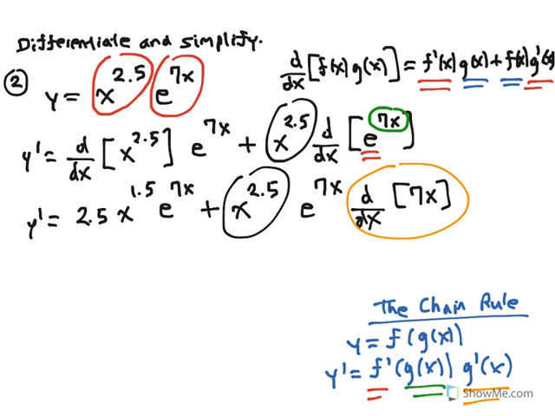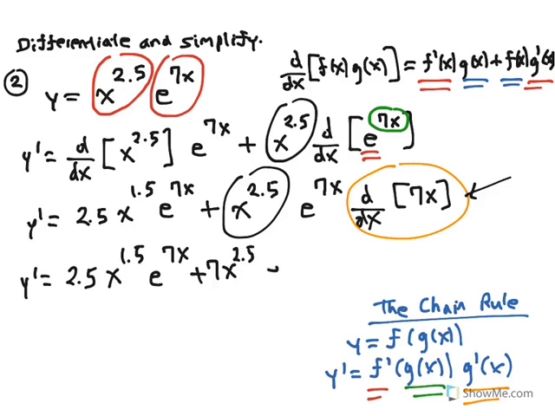So the derivative of the inside function is 7, so we have y prime is equal to 2.5 times x to the 1.5 times e to the 7x plus x to the 2.5. This is a 7 here, so we have 7 times x to the 2.5 times e to the 7x. This is the correct derivative.